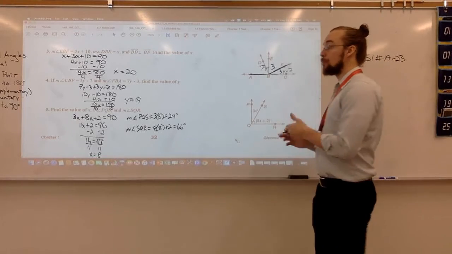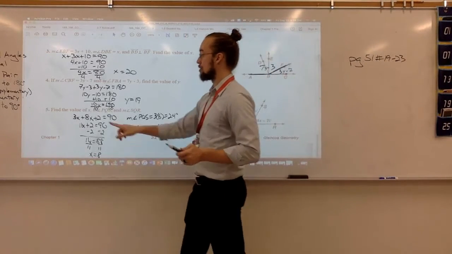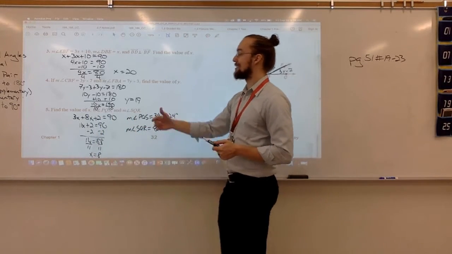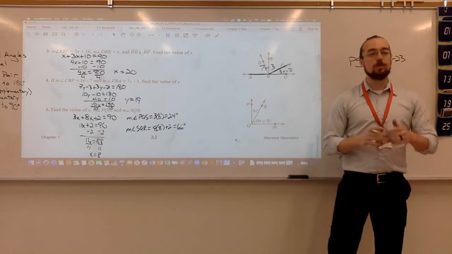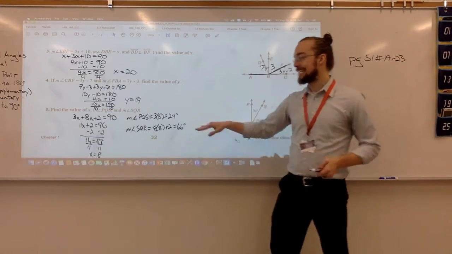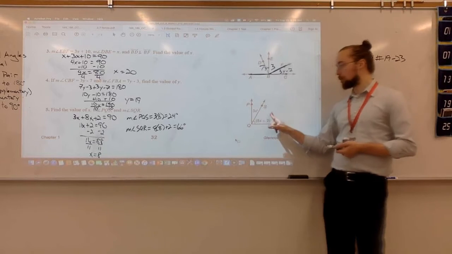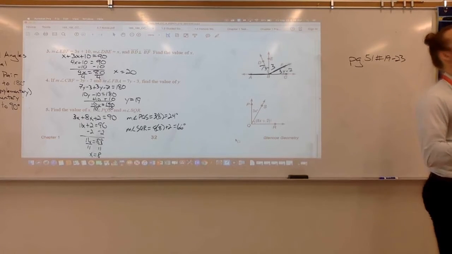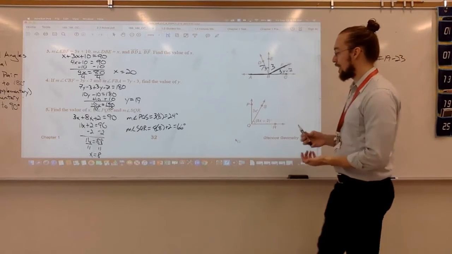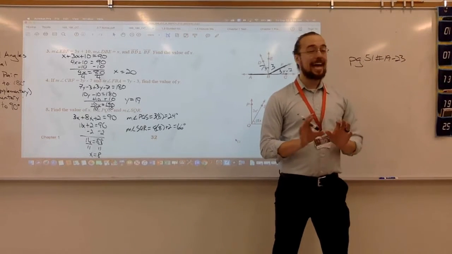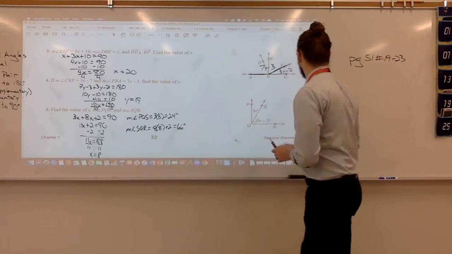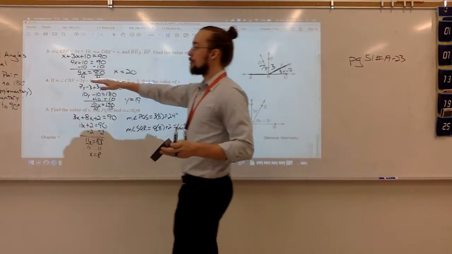In this problem, though, we did have to go one step further because it said find the value of x, but also the measure of angle PQS and the measure of angle SQR. So once we got 8 for x, we needed to plug it back in and get that this angle is 24 degrees and this angle is 66. Okay, so make sure we read the directions and answer what the question is asking us to do. Any questions?